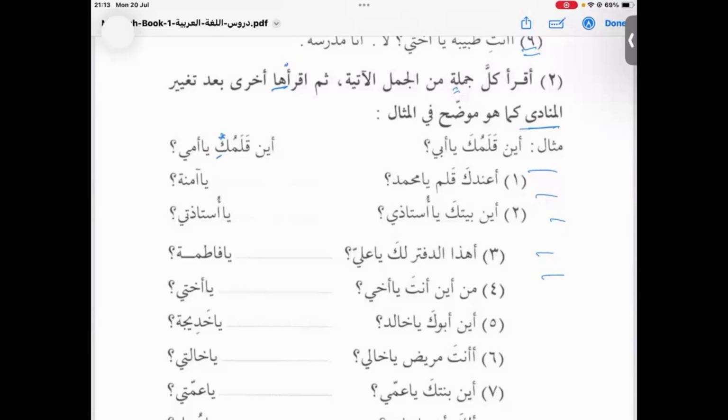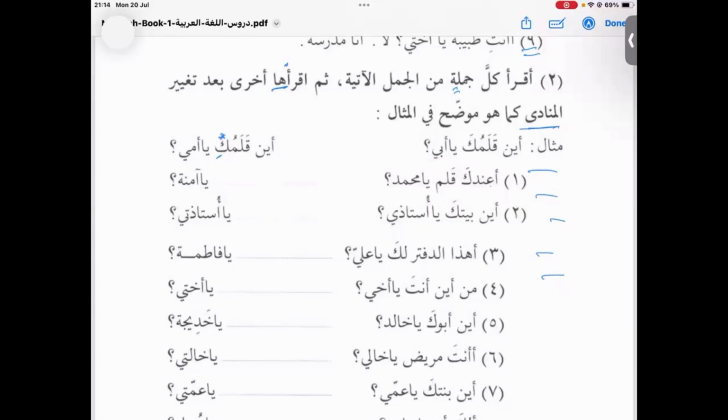Yeah, you say عندك. So أين قلمك يا أبي. Where is it? They basically want to test you to know if you know how to change the pronoun. So أين قلمك يا أبي. Where is your pen, oh my father? أين قلمك يا أمي. Where is your pen, oh my mother?